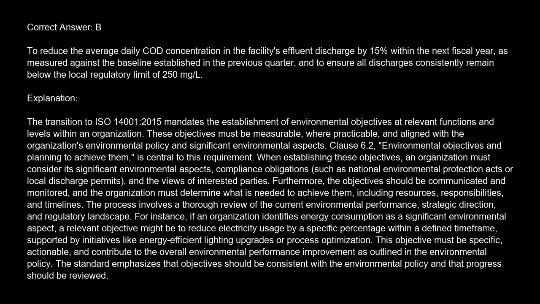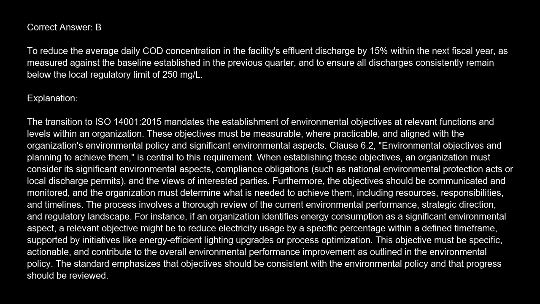Explanation: the transition to ISO 14001:2015 mandates the establishment of environmental objectives at relevant functions and levels within an organization. These objectives must be measurable, where practicable, and aligned with the organization's environmental policy and significant environmental aspects. Clause 6.2, Environmental objectives and planning to achieve them, is central to this requirement.